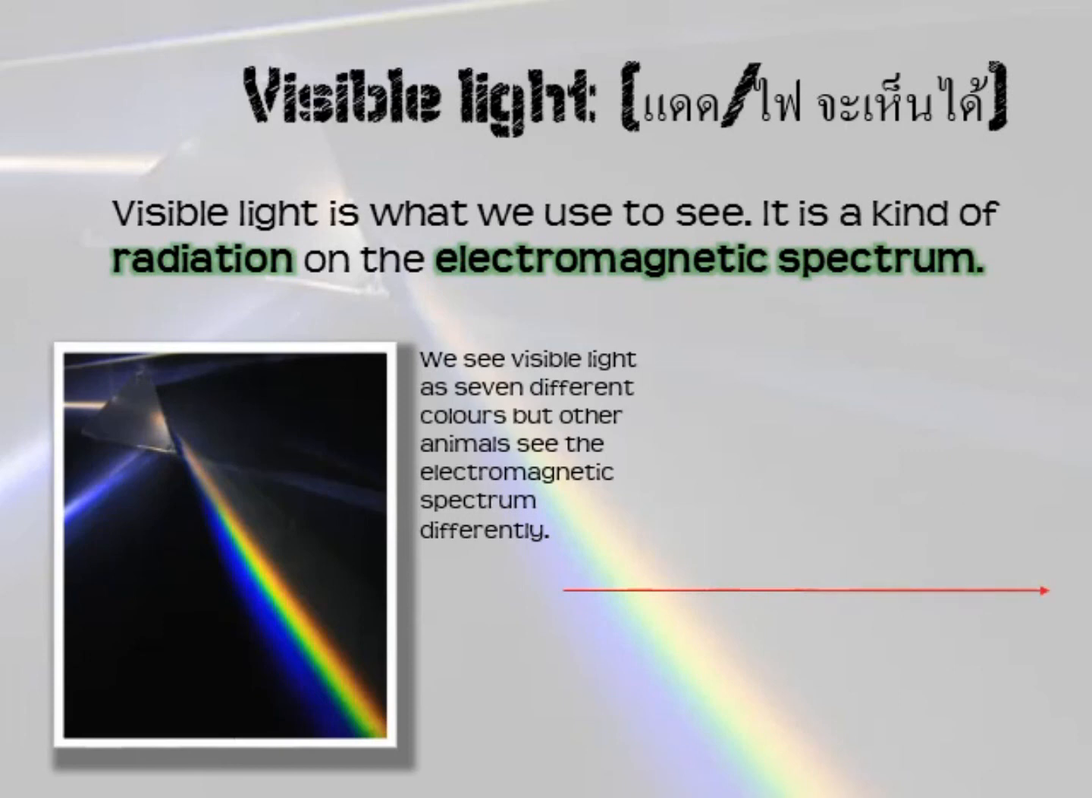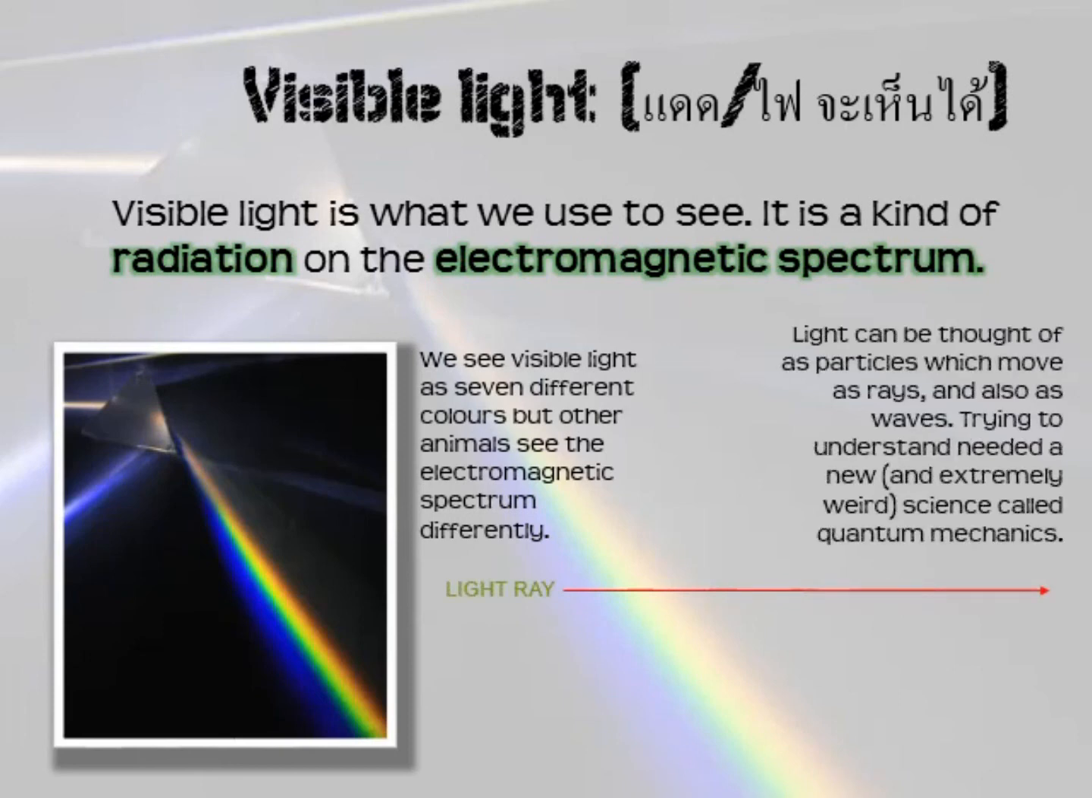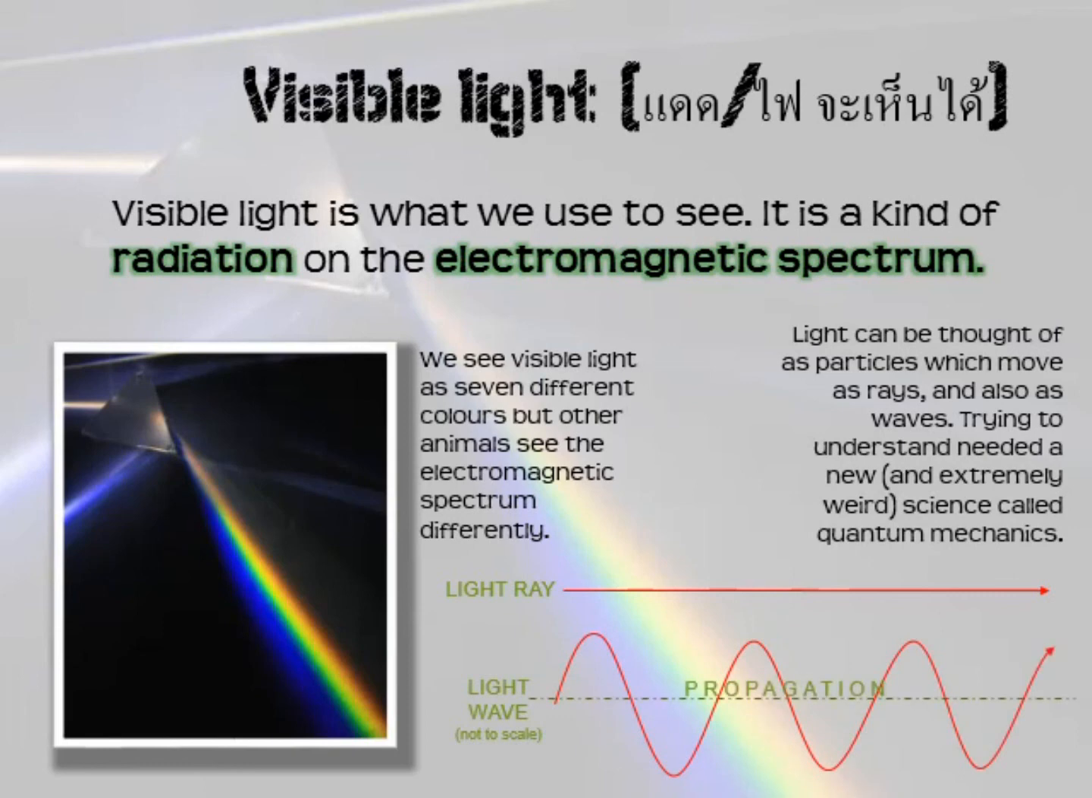So light travels in straight lines, you may have heard, but it can be thought of as particles which move as rays, or also as waves. There's a light ray which just travels in a straight line, but here's a light wave. So the light wave travels in the same direction, which is called the direction of propagation. But the wave itself goes up and down around that direction.